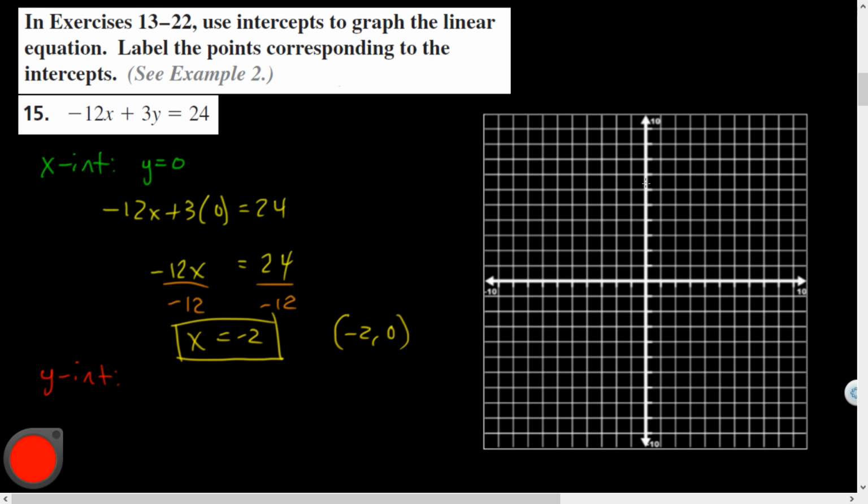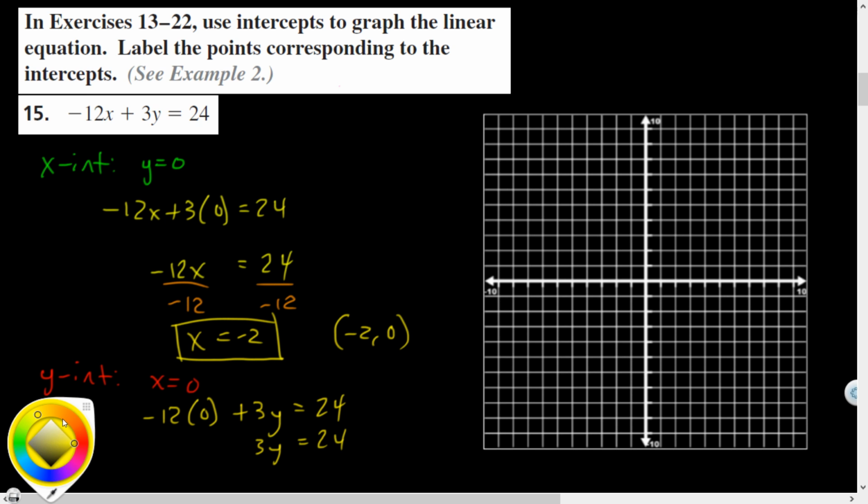Notice all of the points on the y-axis happen to have 0 as their x-coordinate. So here's 0, 0, here's 0, 1, 0, 3, etc. So what you do is you set x equal to 0, and wherever this line exists, if it crosses the y-axis somewhere, it's going to have 0 as its y value, or sorry, x value. So if I plug in 0 for x, I would have negative 12 times 0 plus 3y equals 24. That's just 0, so 3y equals 24. Divide both sides by 3.